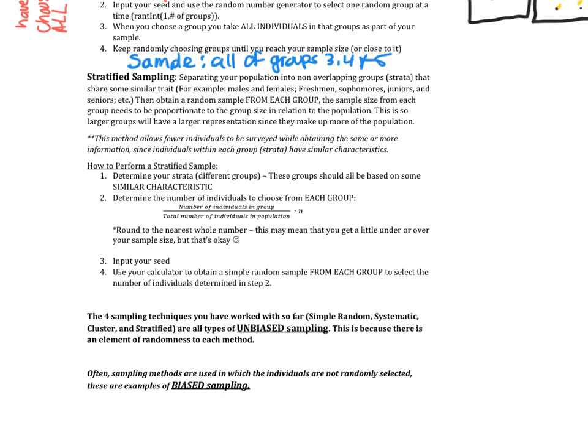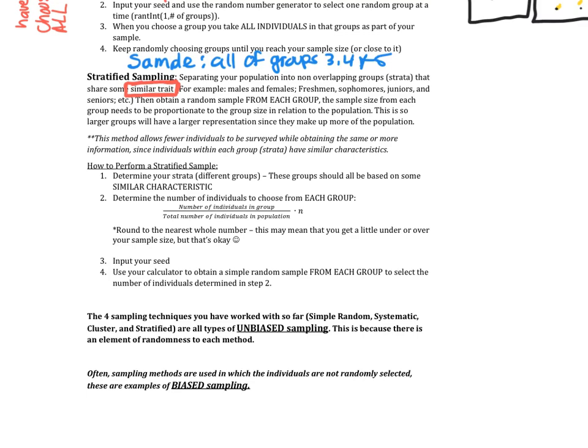Then our last one here is a stratified sample. This is where we separate our population into non-overlapping groups called strata that share some similar traits. So cluster, all of our groups could just be random, it doesn't matter. Whereas with stratified sampling, our groups have to be based on something that they have in common. So like you can do males and females, freshmen, sophomores, juniors, seniors, something like that, where there's something in common that your groups have. Then you're going to obtain a random sample from each group. So this is a way to make sure that different groups in your population are equally represented in your sample.